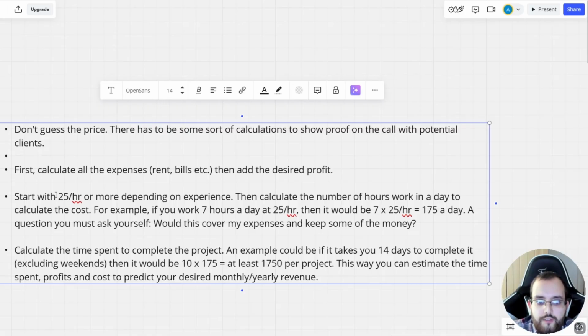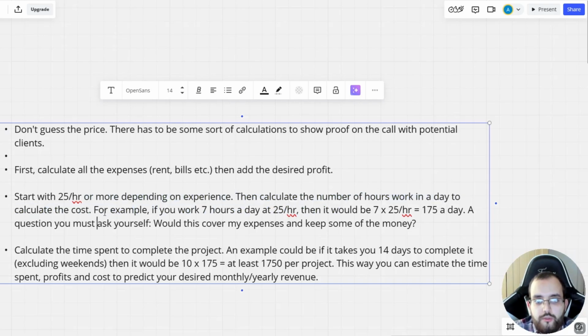You can start with 25 an hour or more depending on experience. If you want to do 26 pounds an hour, $27 an hour, maybe $30 an hour, etc. If you've got experience, if you've got testimonials, if you've got some proof of concept that you can show your clients, then yes, raise your prices. If not, then start with 25 an hour. Then calculate the number of hours worked per day to calculate the cost.